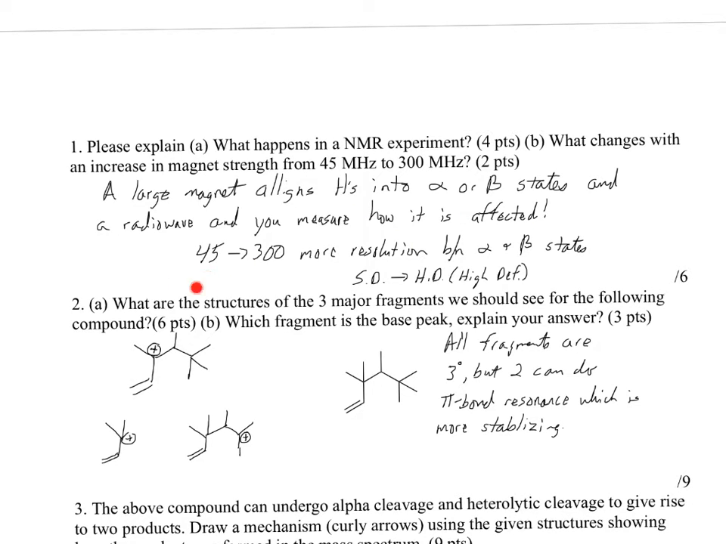A smaller magnet is more like watching something in standard definition, so you can't see all those fine differences in different types of H's, whereas a 300 would be more like a high definition, right? So you can really see the difference between those alpha and beta states, right? So as you increase the magnet strength, the difference between the alpha and beta states also increases, and so we see more of a resolution.